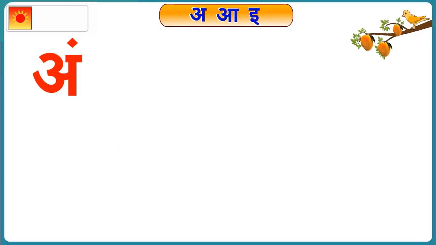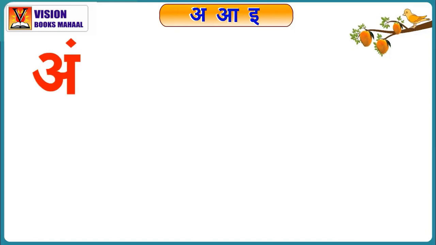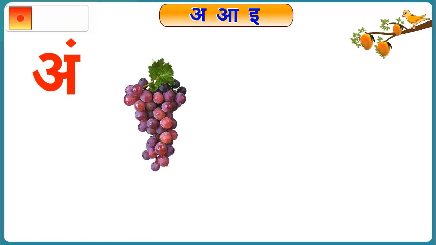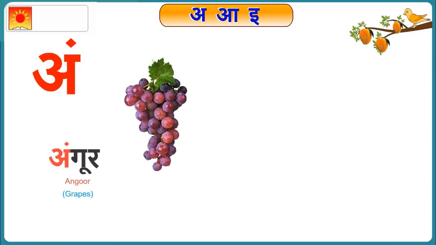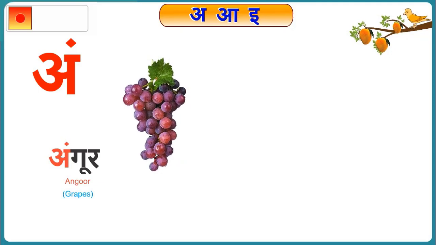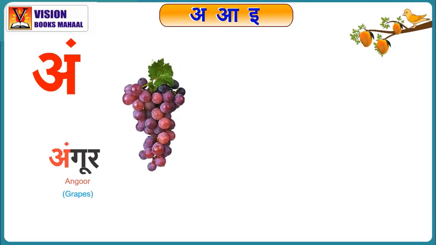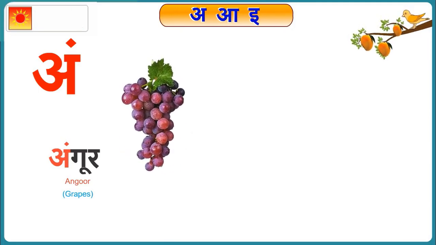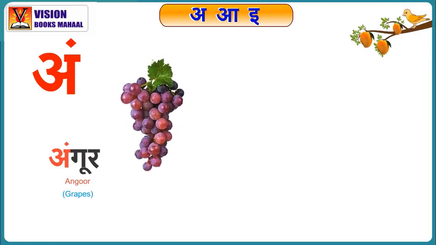What is this? All of you say it. And what is this? Grapes. You all like grapes, no? Isn't it? In what color you can see grapes? Violet and green, isn't it? Both are very tasty, right? And we call it angur in Hindi. Now you say, am se angur.